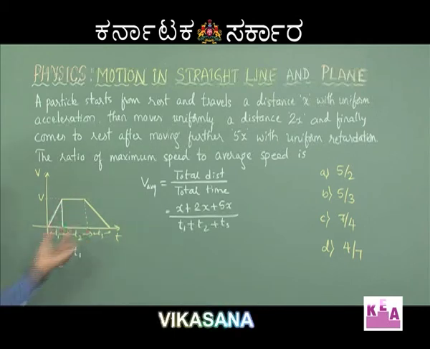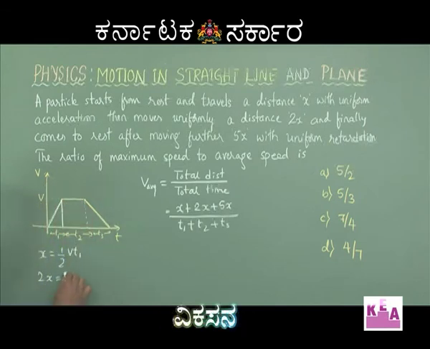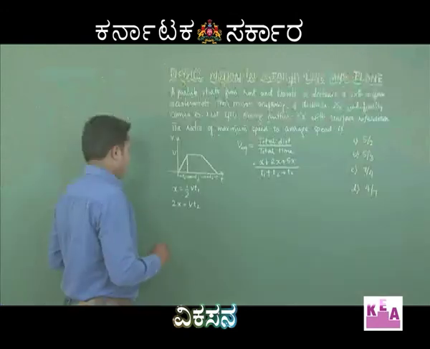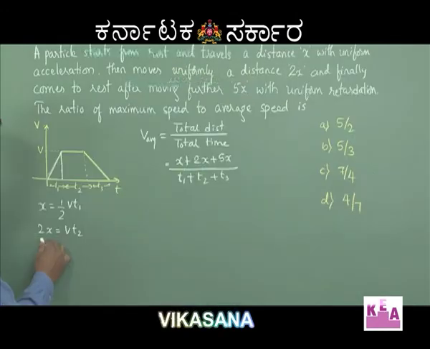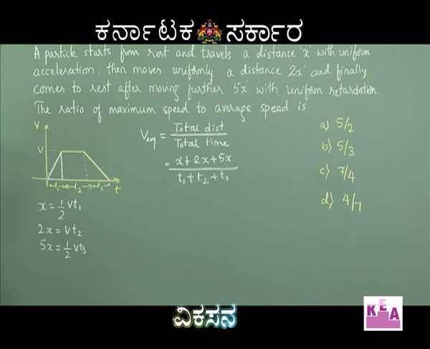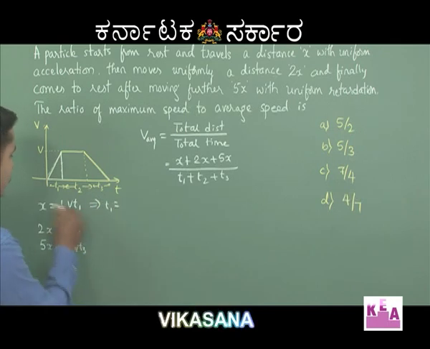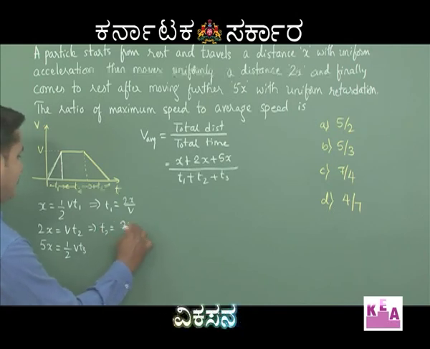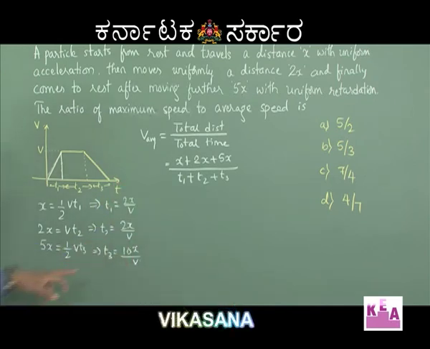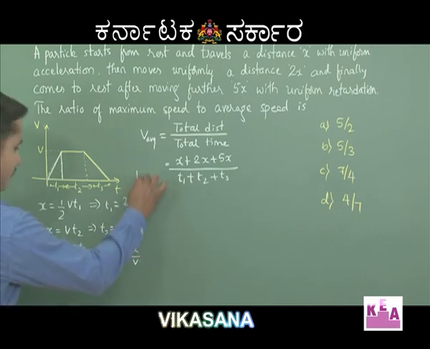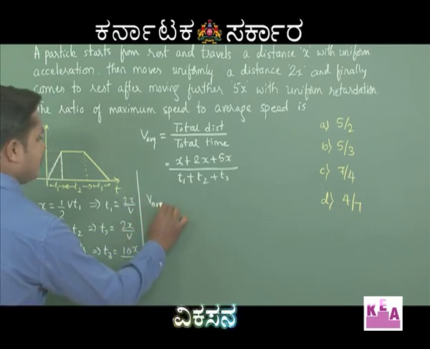Similarly, during the second time interval, the distance covered is 2x. Since it is a rectangle, it is v into t2. Next, during the third time interval, 5x is equal to half into v into t3. So, from these three expressions, I can get the expressions for t1, t2 and t3. t1 is equal to 2x by v, t2 is equal to 2x by v, and t3 is equal to 10x by v.